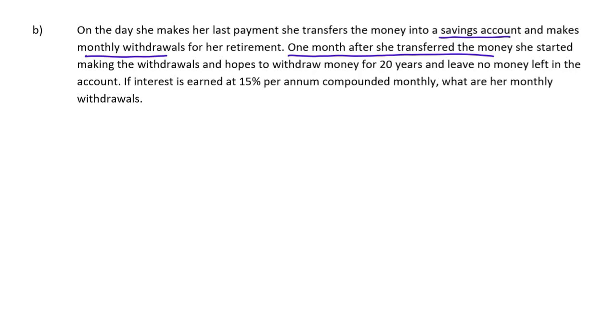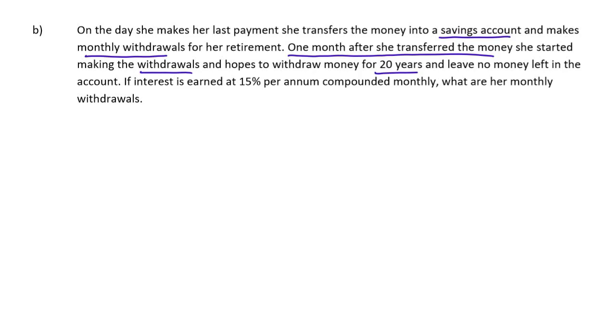This formula takes the money and adds it interest for one time period, which in this case is 1 month, and then starts making withdrawals. So there's nothing funny about that. That's exactly how this formula works. That's perfect. So on the last day she makes a payment, she transfers. She gets 1 month worth of interest, which is built into this formula, and then she starts making withdrawals, and she hopes to withdraw money for 20 more years. And she wants to leave no money left in her account for her greedy little children.